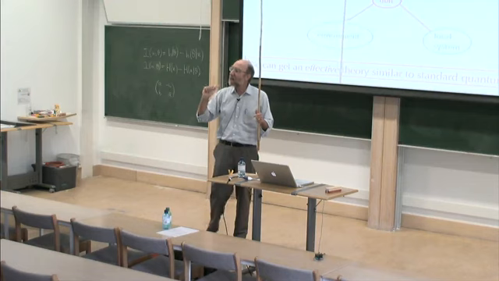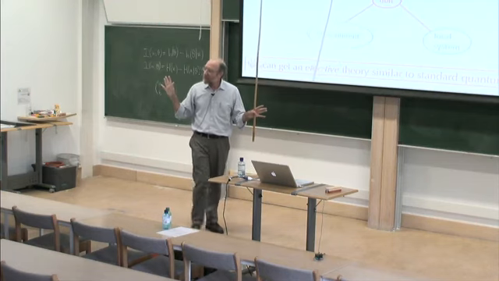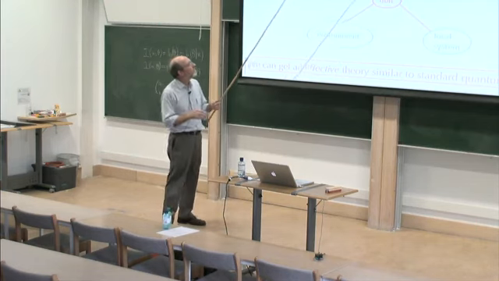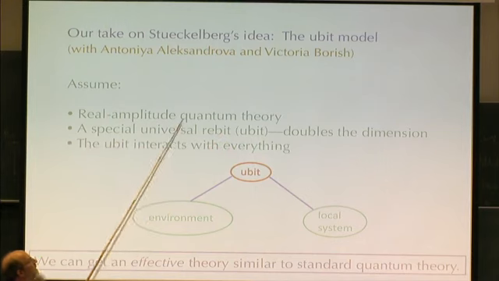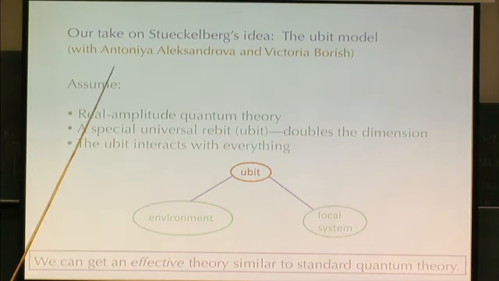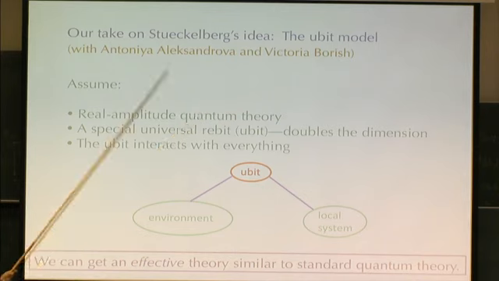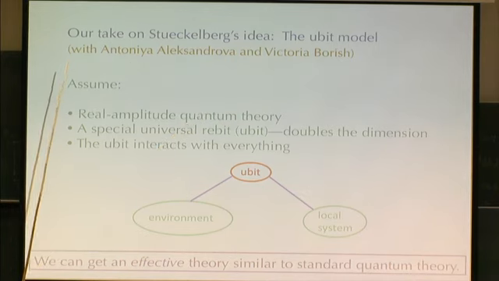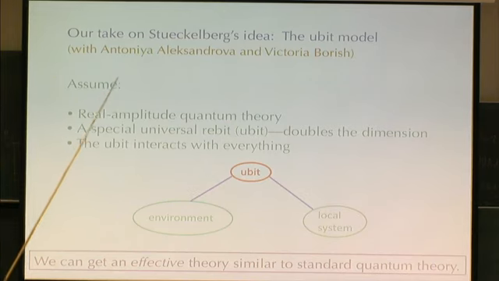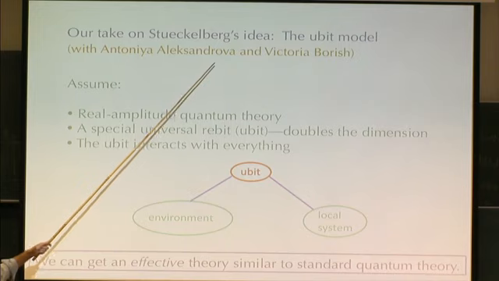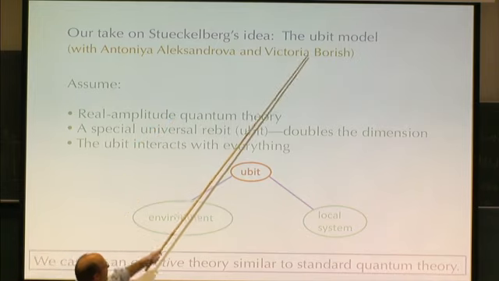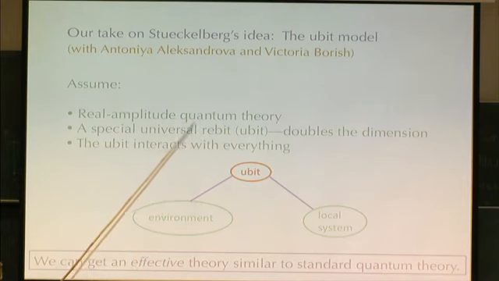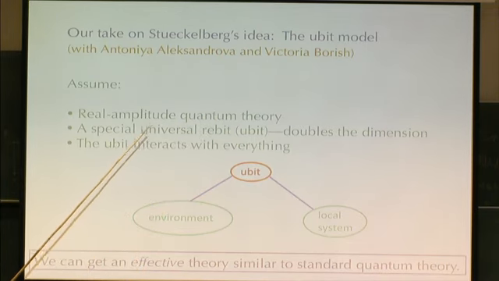Okay, so we start with a real amplitude quantum theory, and this work was done with Antonia Alexandrova and Victoria Borsch. Antonia is a graduate student here at Cambridge, even as we speak, in physics. Our model is called the U-bit model. You'll see why. So what we assume is real amplitude quantum theory.